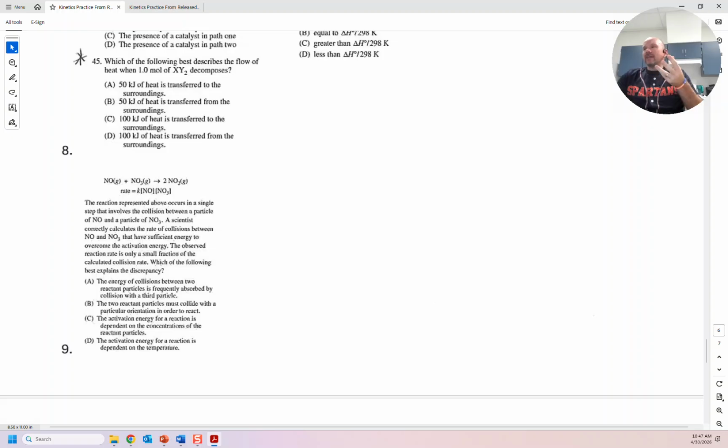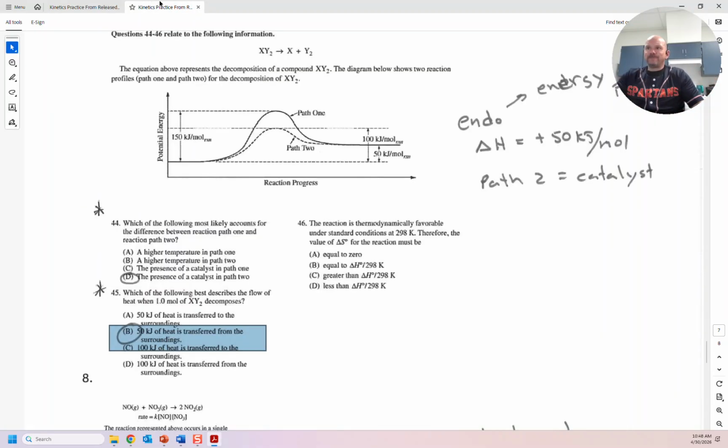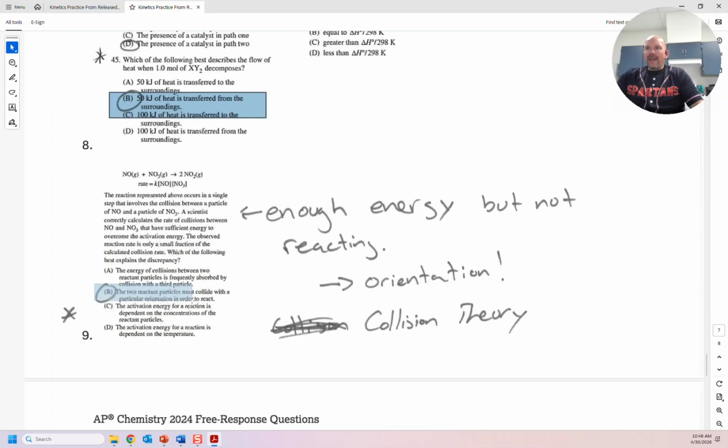So what this question is asking is, we have a lot of collisions with sufficient energy. We have a lot of collisions that are meeting the activation energy of the reaction, but the reaction isn't happening that fast, right? Due to the number of collisions that have the right energy. And why is that? It's because they also have to have the correct orientation. So yes, a lot of those collisions have the right energy, but they don't have the right orientation. So they're not effective collisions, right? It's more than just the energy. It's also the orientation. So why isn't the reaction happening based on the number of collisions that have the right energy? Because it's about the correct orientation as well, right? So the two reactant particles must collide with a proper orientation in order to react.